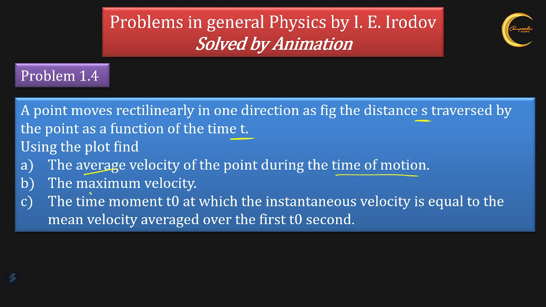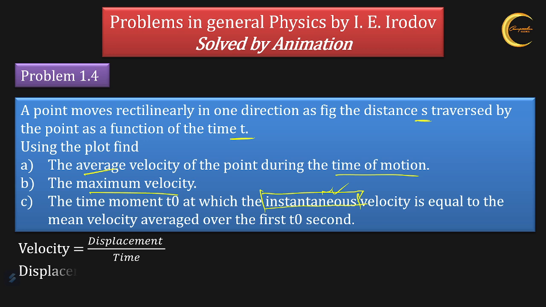The second is the maximum velocity, and the third is the time moment t0 at which the instantaneous velocity is equal to the mean velocity averaged over the first t0 seconds. This instantaneous velocity is a very important part of this problem. So let's see the equations we use to solve it. Velocity equals displacement divided by time, and displacement equals velocity times time.